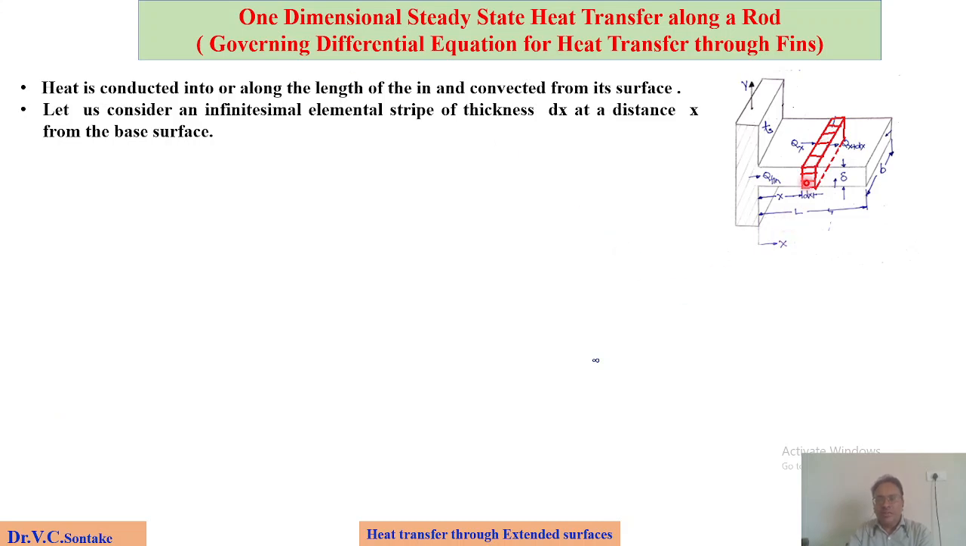Once again, please understand, if I am considering this elemental stripe, heat is entering by conduction at the rate qx, heat is leaving this stripe by conduction at the rate q(x+dx), and heat is also convected out of this elemental stripe at the rate of convection, q convected.